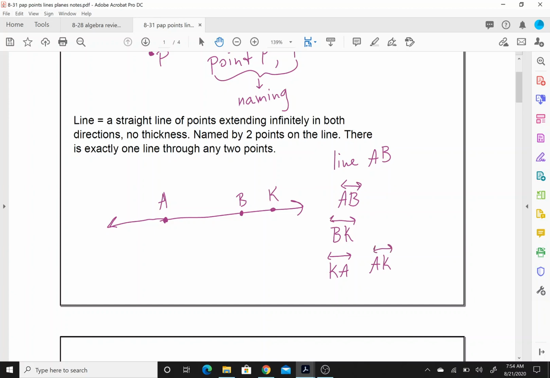All the names for this line that I've come up with talk about the same line. So KA is not any different from AK. It's the same line, it's just named differently. It's kind of like, you have your name and you might have a nickname. You're the same person, but people call you by different things. That's what's going on here. And for a line, you only ever need 2 points. You don't use 3 letters on the line. You just use 2 of the letters that are on it.